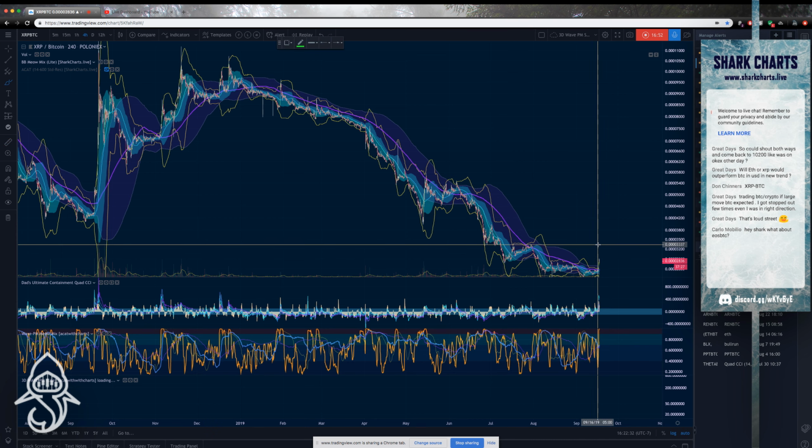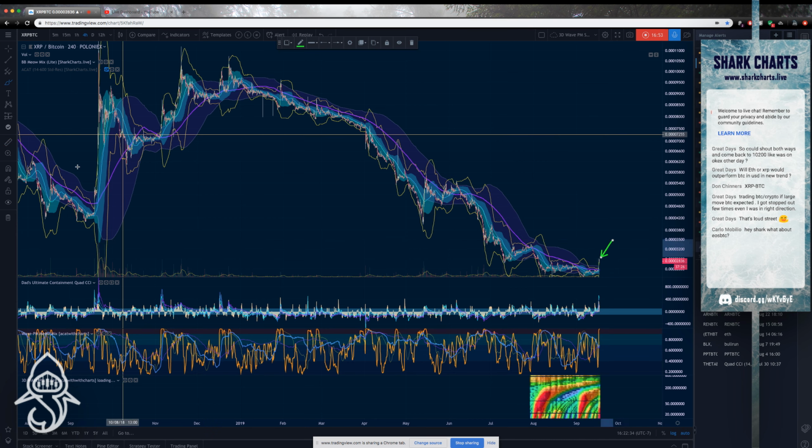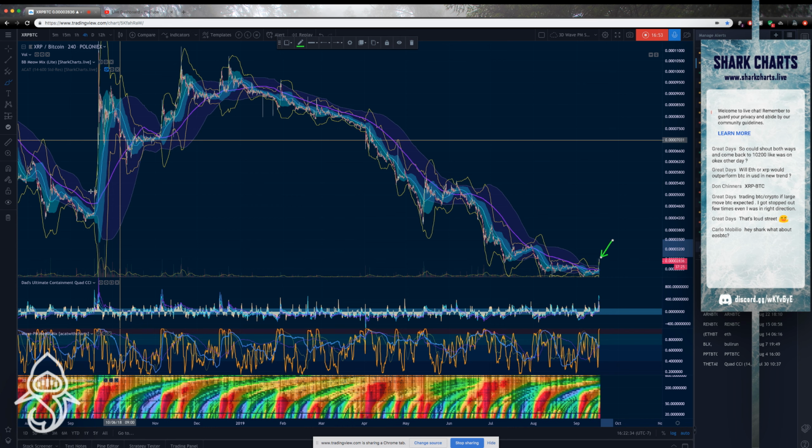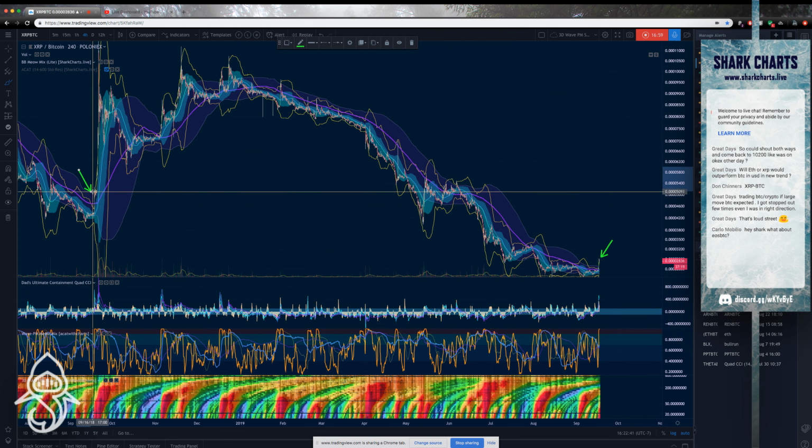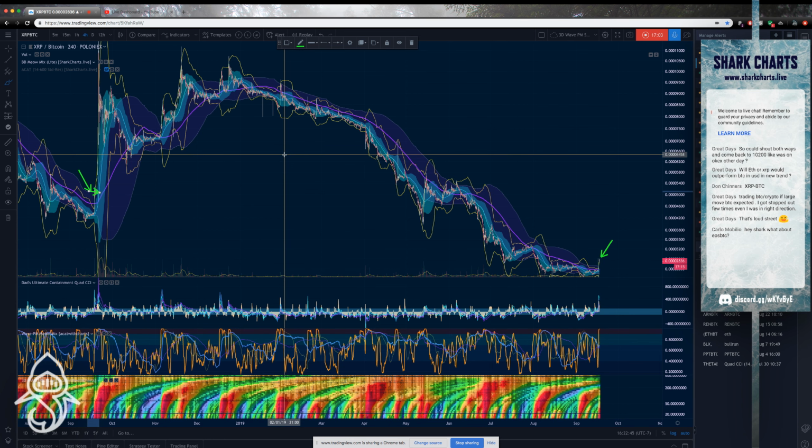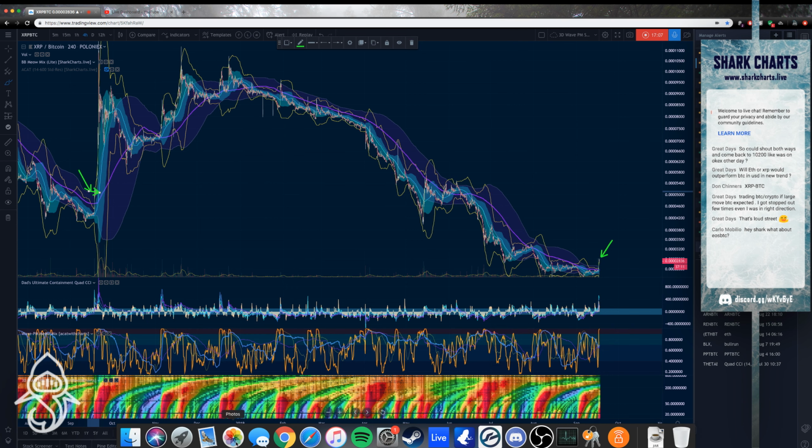Because this price action reminds me of this price action, where we have the huge pump up with good volume, with a short compressionary period, and then trend continuation. That's absolutely massive. So I would consider a small long on XRP at this time.